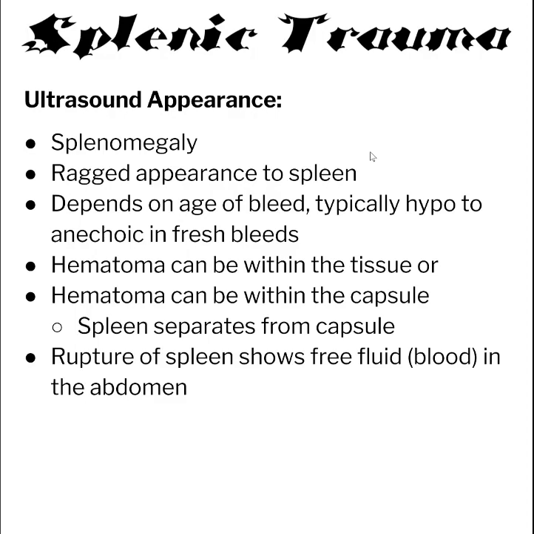When evaluating the spleen for trauma, then, we're going to look for splenomegaly. If the capsule of the spleen is still intact, but there's internal bleeding in the spleen, that's going to cause the spleen to enlarge greatly. If there are tears or lacerations, the spleen may take on more of a ragged appearance. Again, the blood that we see is going to be relative to the age of the blood, so we can have anywhere from anechoic to isoechoic to hyperechoic to complex presentations. We might see the hematoma within the tissue of the spleen, or we might see it along the capsule, which is considered a subcapsular bleed. If the spleen ruptures, then we would expect to see blood or free fluid within the abdomen.